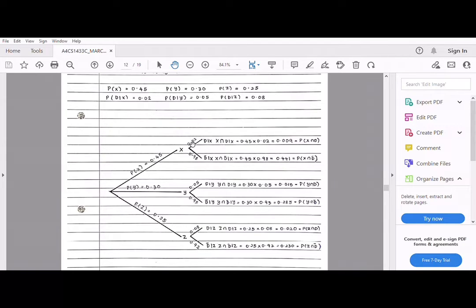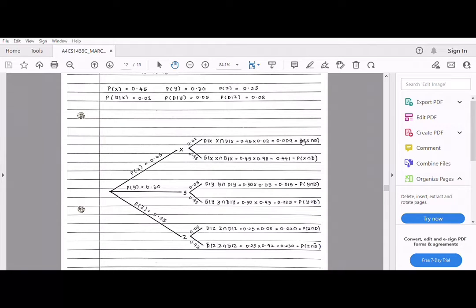for X. So it is 0.02. Next one, here represents probability of no delay for X. How to find this? You have to do 1 minus 0.02 and you will get the answer here. Same goes to here and here.